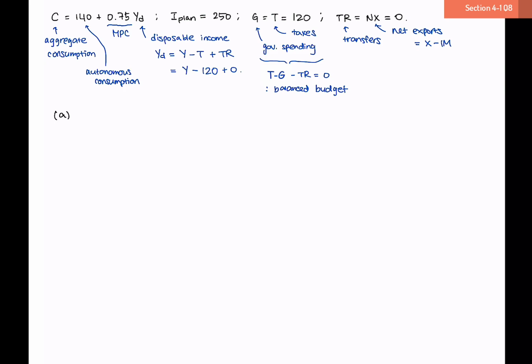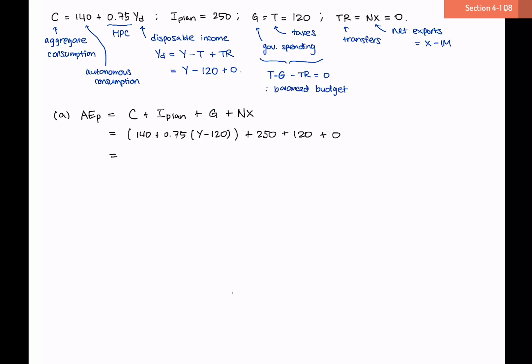First, we need to find the planned aggregate expenditure function of this economy. Now recall that planned aggregate expenditures is just a planned part of the economy, which consists of consumption, planned investment, government spending, and net exports. Our consumption is given by 140 plus 0.75 of your disposable income, and recall that we already found our disposable income to be Y minus 120, that's our net income, plus planned investment of 250, government spending of 120, and net exports of 0.